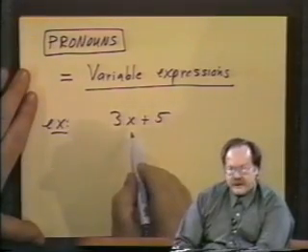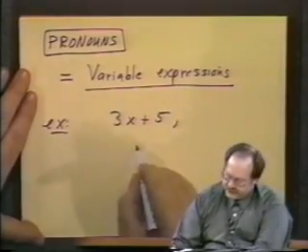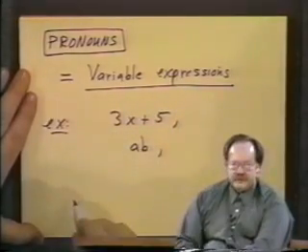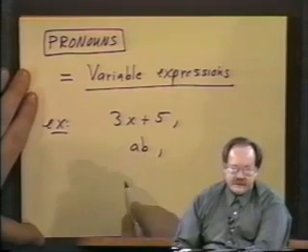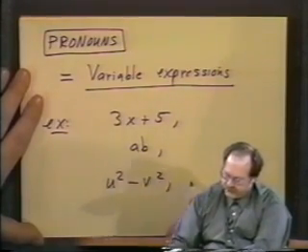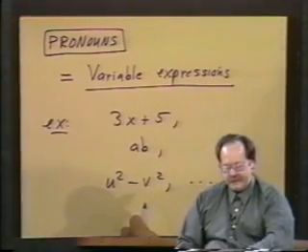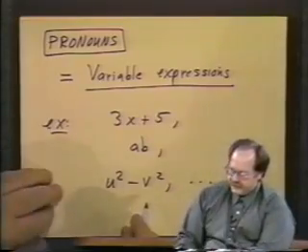If you put in a value for the x, then you get a noun. Here's another one, a times b. Put in values for a and b, it becomes a noun. As it stands, it's a pronoun. u squared minus v squared, etc. All of these are legitimate mathematical pronouns. If you fill them in, they become nouns.